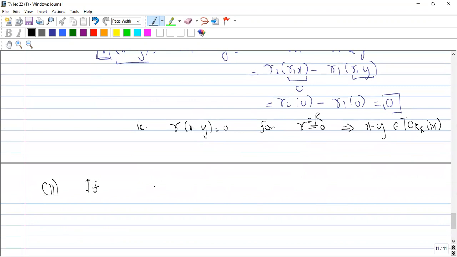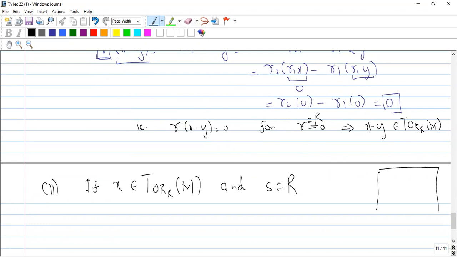Okay, for the second part, if x is an element of tor of M and s is an element of R, we need to show that sx is also an element of tor. Because my claim is that tor of M is an R submodule. For an R submodule, I have shown the first property, that if x and y are in tor, then their difference is also in tor. Now for the second part, we need to show that if x is in tor and s is an element of the ring, then the scalar multiplication of s with x should also be in tor.